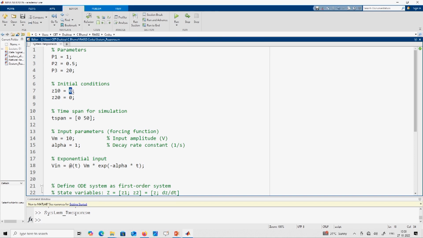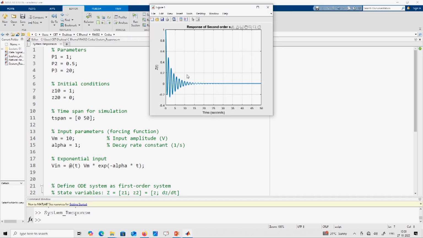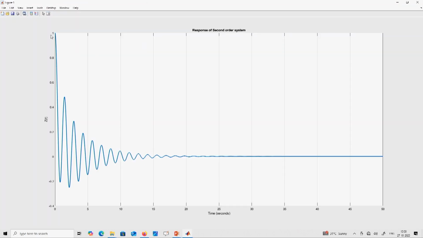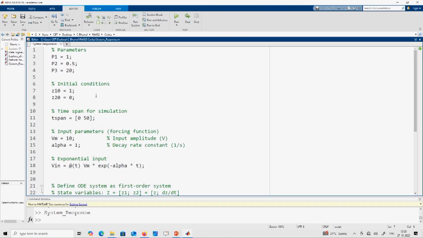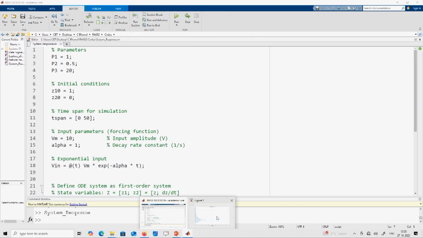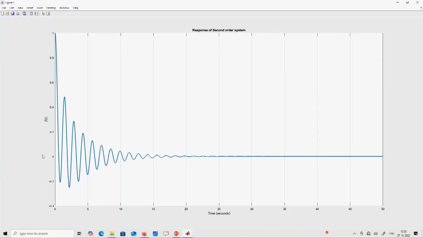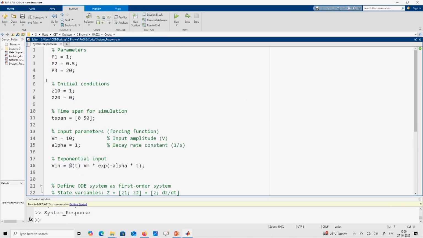Now, you see I can always give initial conditions here. Let me give some initial conditions, say 1 0, and I can run the system. The only thing that differs is that it is starting from 1 now, because Z1 is 1, which is Z. So, the only difference is that the initial condition is changing, but the way the output changes almost remains the same. So, basically what I am trying to say is that this code can be used to find the natural response, the forced response, and both the natural and forced response together.